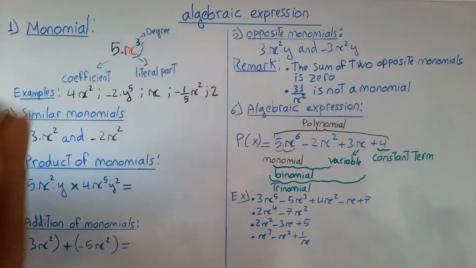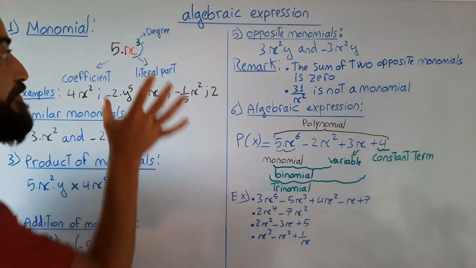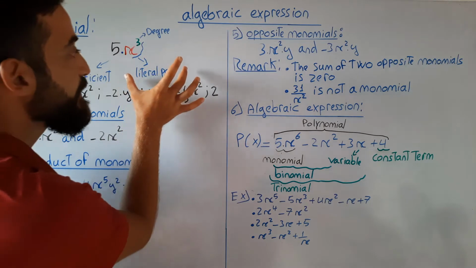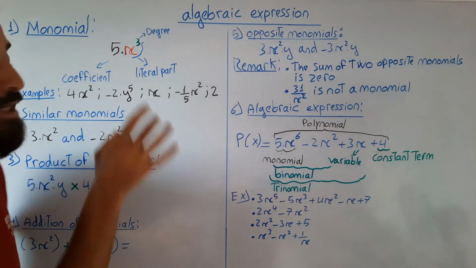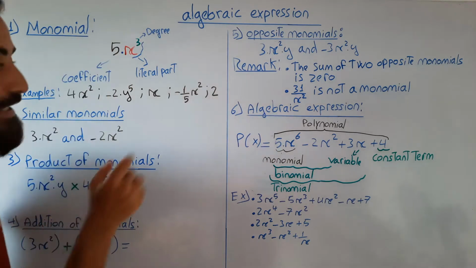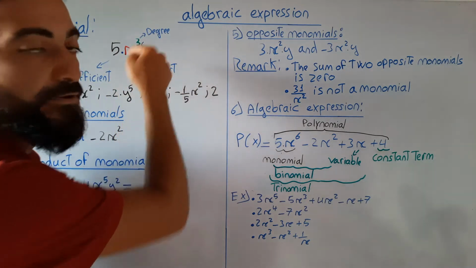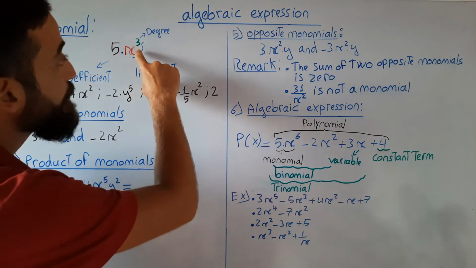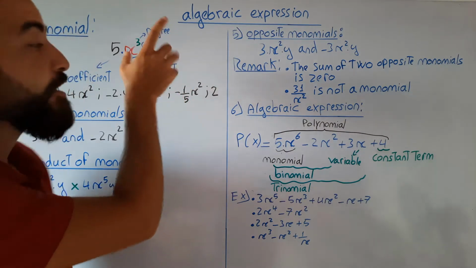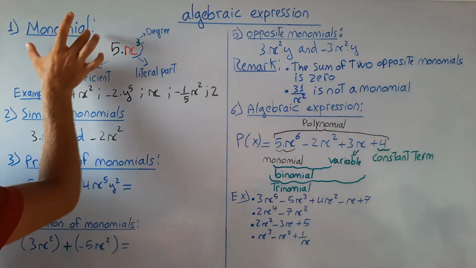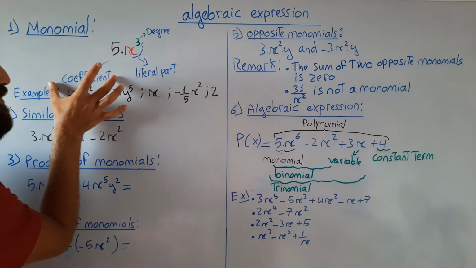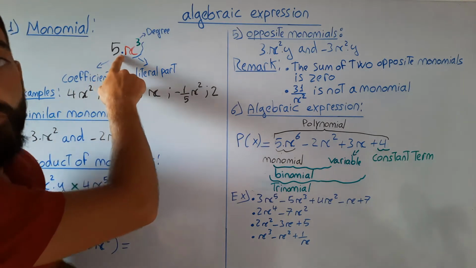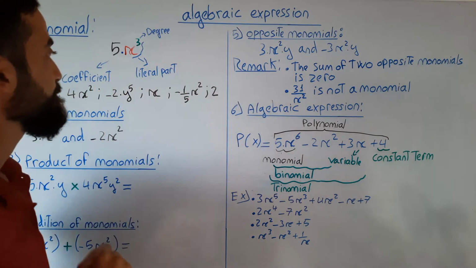What is a monomial? A monomial is of the form composed of a coefficient and a literal part. In this example, the coefficient is 5 and the literal part is x power 3. x is the variable. Power 3 is the degree of the monomial. So a monomial is composed of a coefficient multiplied by a literal part.